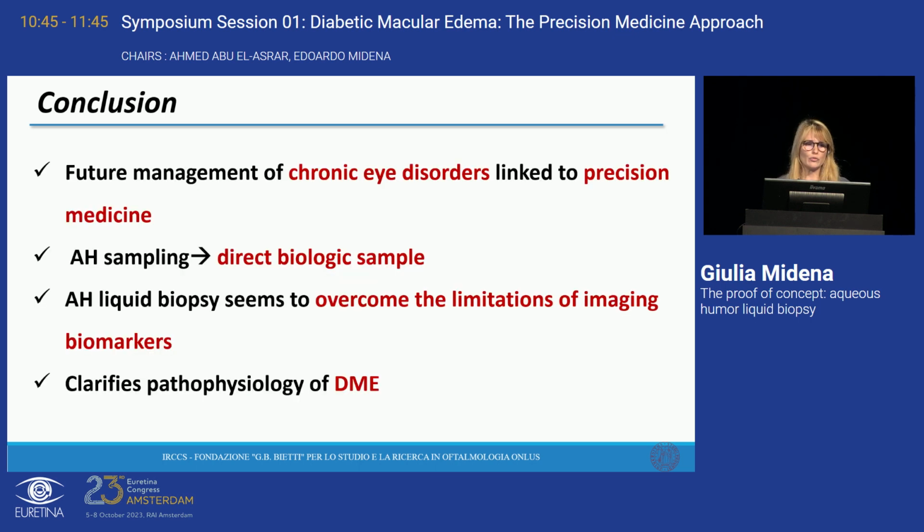So in conclusion, we can say that the future management of chronic eye disorders is linked to the precision medicine approach. The aqueous humor sampling gives us the opportunity to directly have a biological sample of the eye, and the aqueous humor liquid biopsy seems to overcome the limitation due to the imaging biomarkers and clarify the pathophysiology of DME. Thanks.